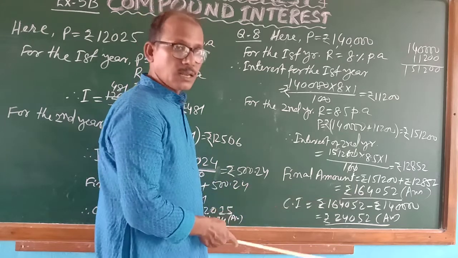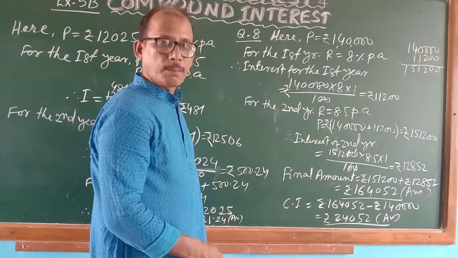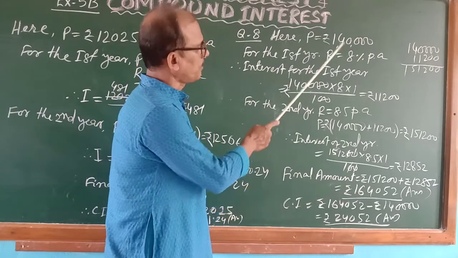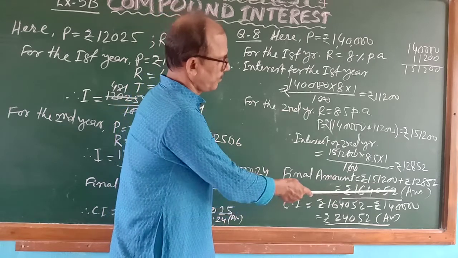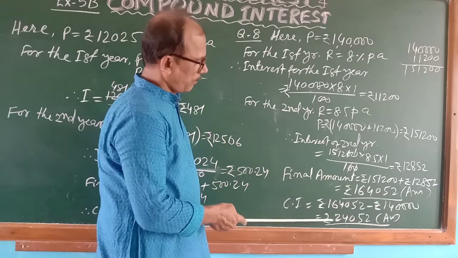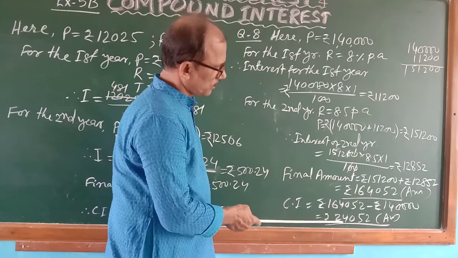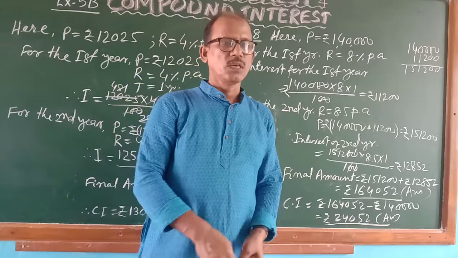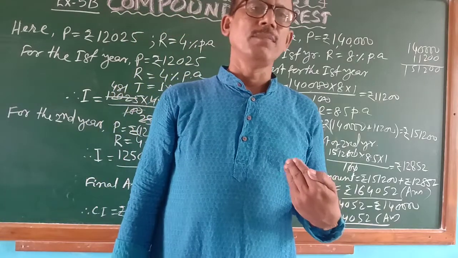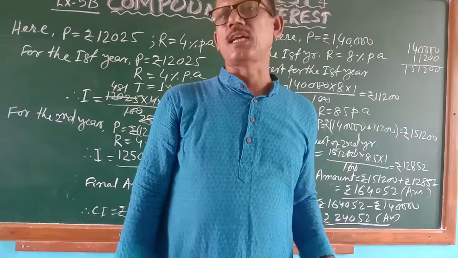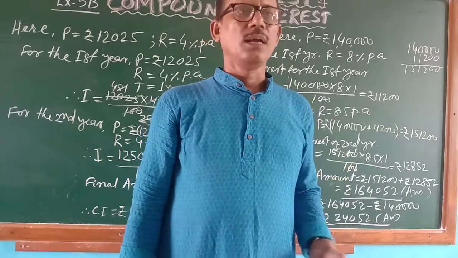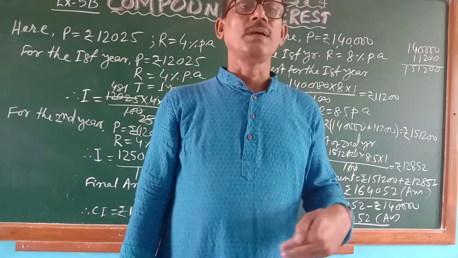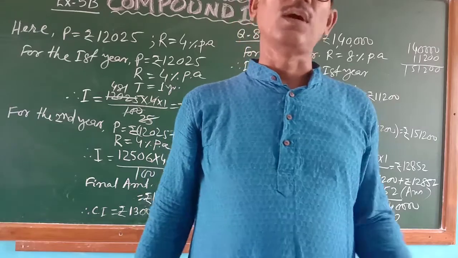That's the first answer. Now, how much will the compound interest be? The final amount minus the principal value. If you subtract the original principal, 1,64,052 minus 1,40,000, you will find 24,052 will be the compound interest for the two years. I hope you have understood it. Whether the period is 2 years, 3 years, or 4 years, every time you have to calculate year by year. You have to find the interest for each year and add it to the principal of that year. That will become the next year's principal value, and then you go on.